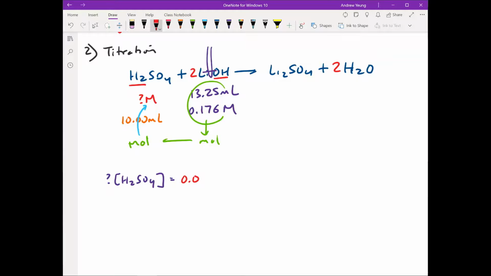So 0.01325, that's going to be liters. We're going to utilize concentration as a conversion factor. 0.176 moles for any given liter.